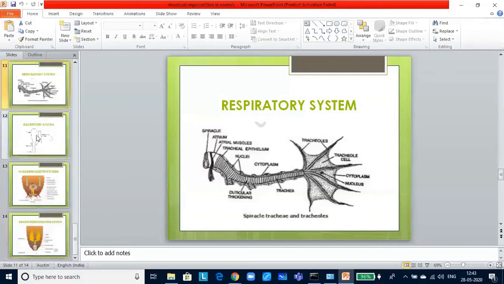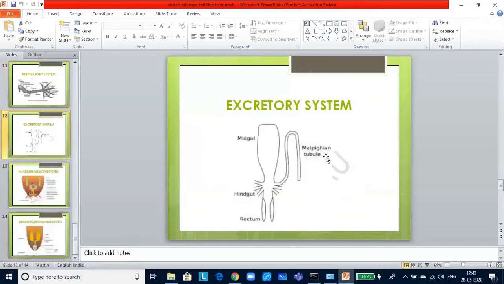Now the next one is the excretion. This also in some of the papers they have asked. It is old book, but we do not know. In case you get it, I thought I will show you what it is. Please remember this diagram. It is the Malpighian tubule.